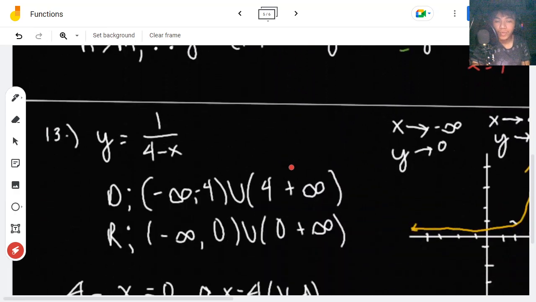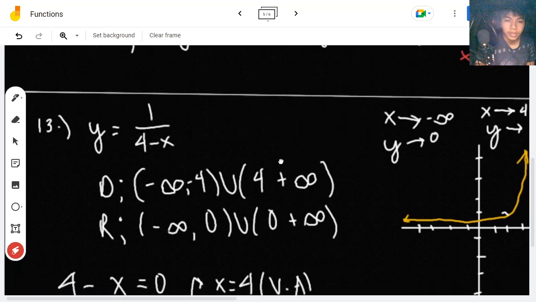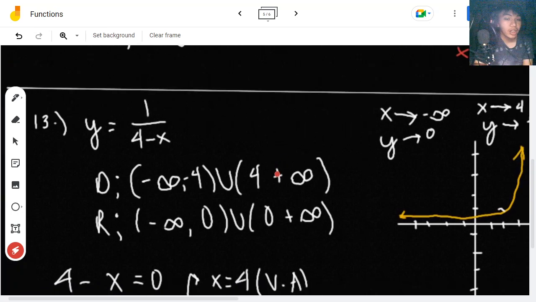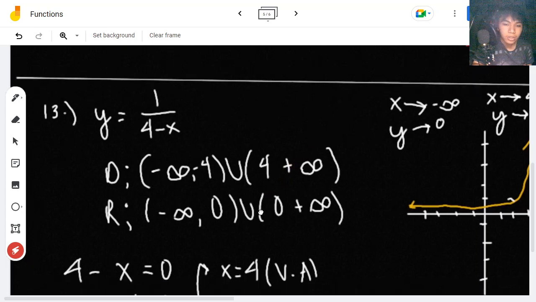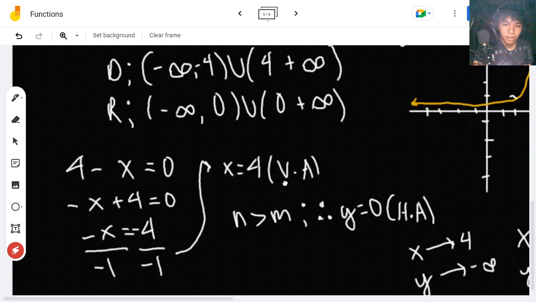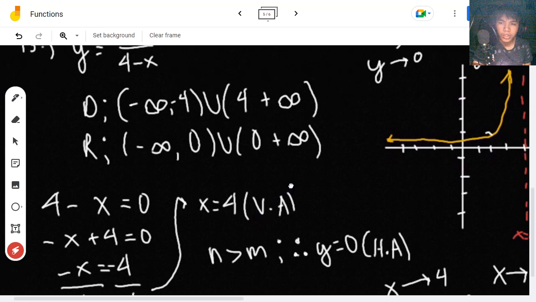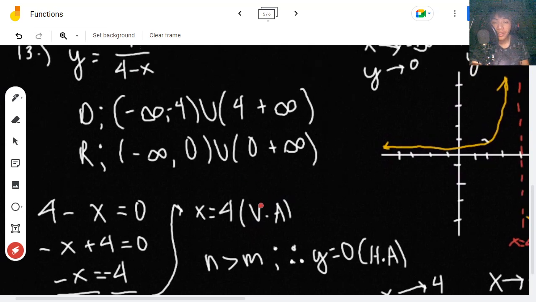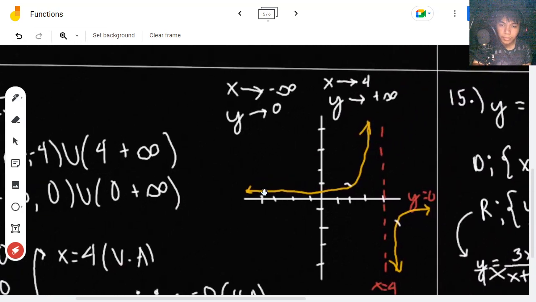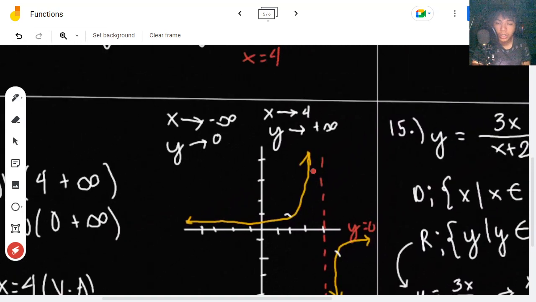Okay. Now what if we invert it? We have y equals 1 over 4 minus x now as a function. So the domain and the range will stay the same, and you can still get the same asymptotes. However, the direction in which it will approach will be different.